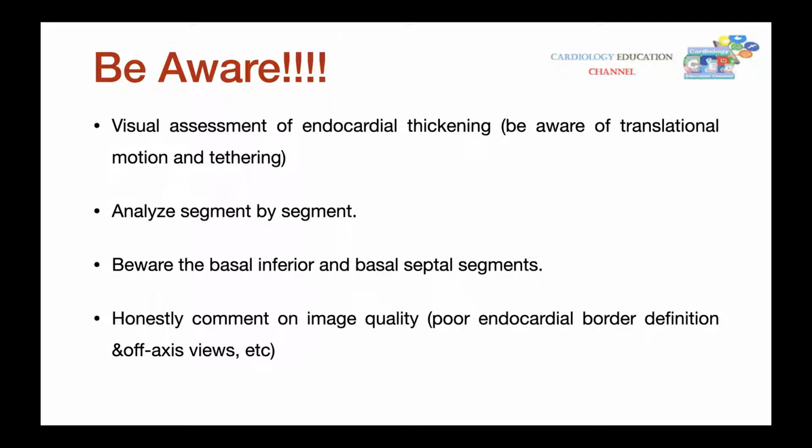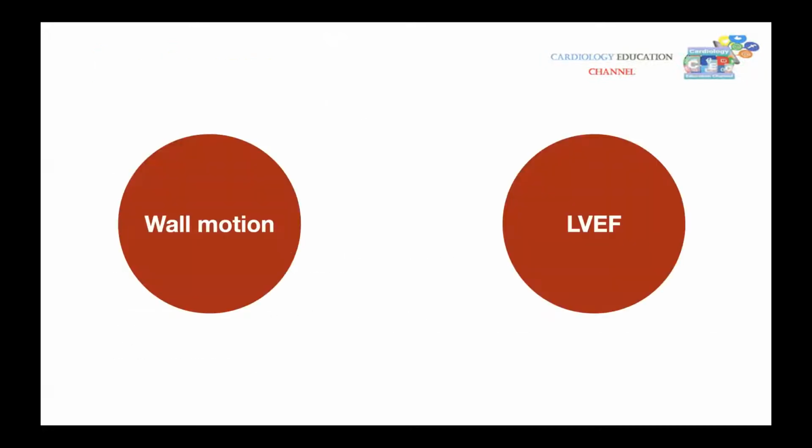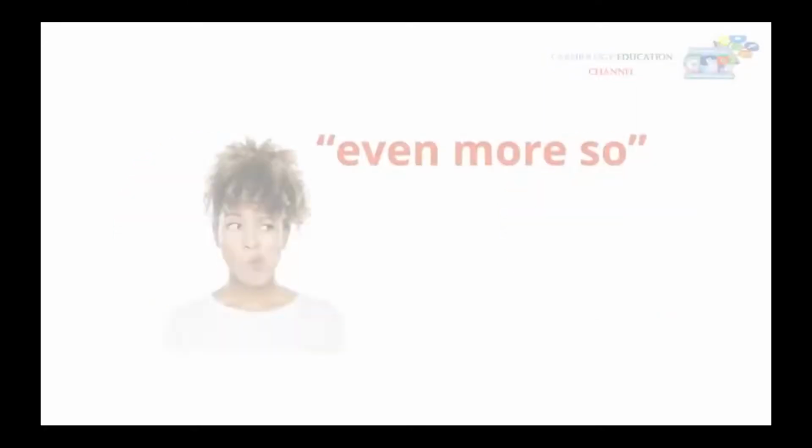If you don't see a segment, please say you don't see the segment. It's if you have a poor endocardial definition or you are getting this from an off-axis view, etc. So when doing a test, you are looking at the wall motion and the wall motion score and the wall motion improvements and the left ventricular ejection fraction, both at the same time.